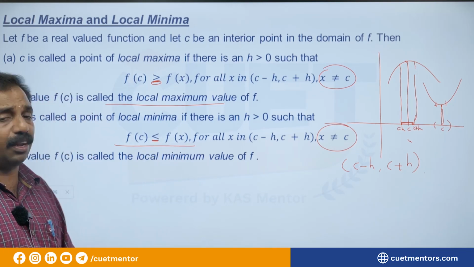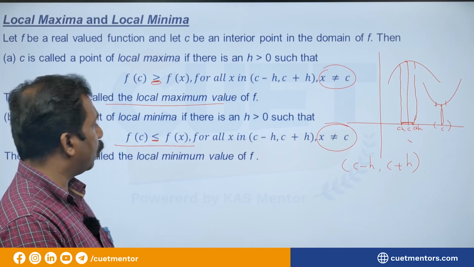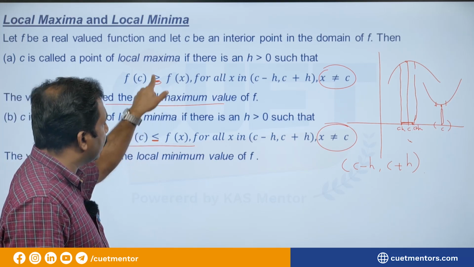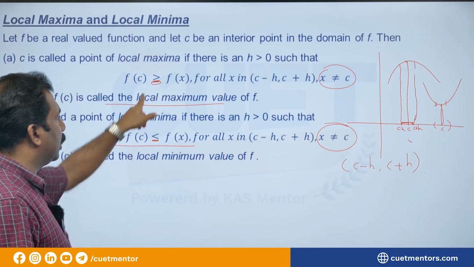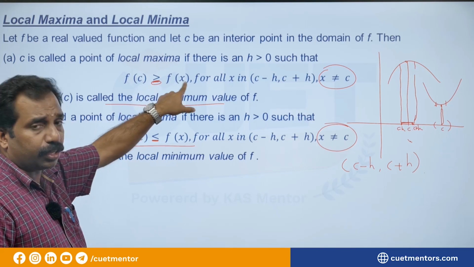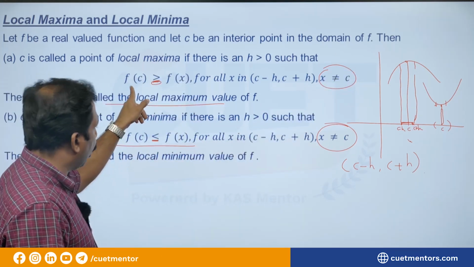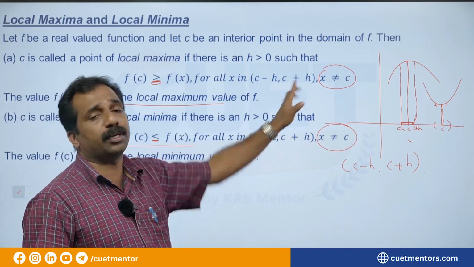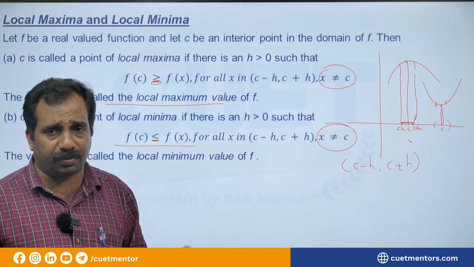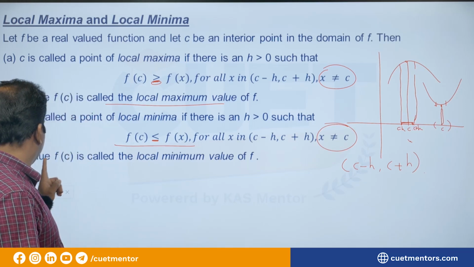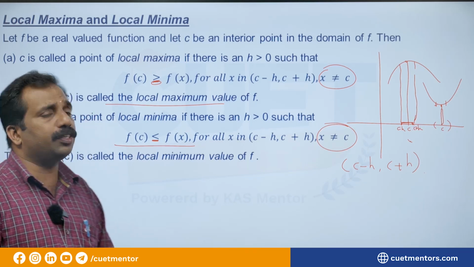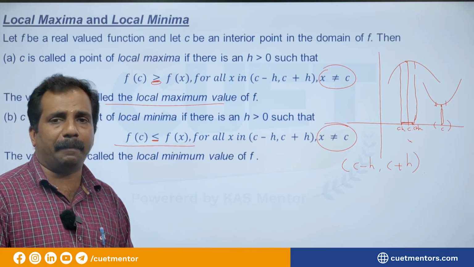f(c) greater than f(x) for all x in (c−h, c+h). Or if we write f(c) greater than or equal to f(x), then we have to mention x not equal to c there. Otherwise, f(c) greater than f(x) for all x in (c−h, c+h) is enough for the definition. So this is called the definition of local maxima or local minima.